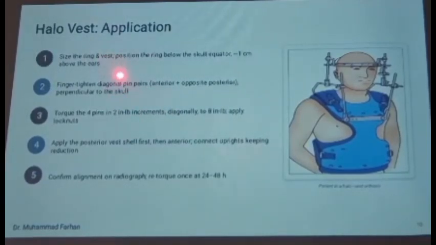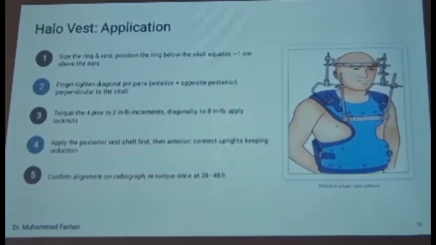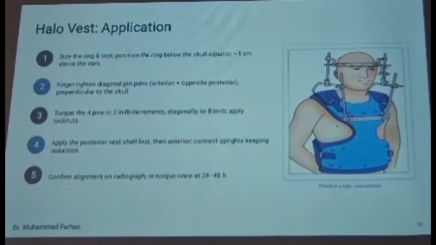So, for applying the halo vest, we should size the ring and vest, position the ring below the skull equator, that is just below the maximum diameter of the equator, and tighten diagonal pin pairs, anterior plus opposite posterior, perpendicular to the skull, and then torque the four pins in 2 pounds increments diagonally to 8 pounds, and apply lock nuts. Apply the posterior vest shell. The posterior part of the vest is applied first, then anterior, and then these are connected through a frame. Then confirm the alignment on radiograph, and then it needs to be readjusted at 24 to 48 hours.